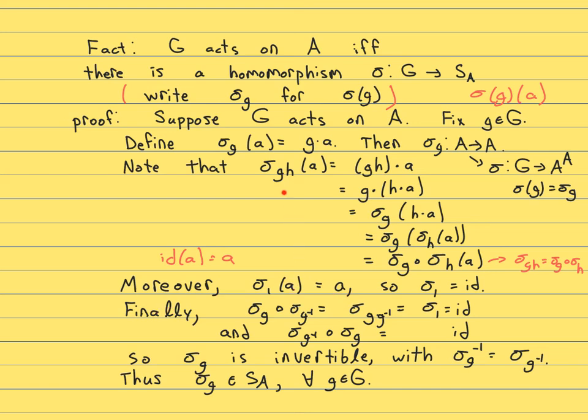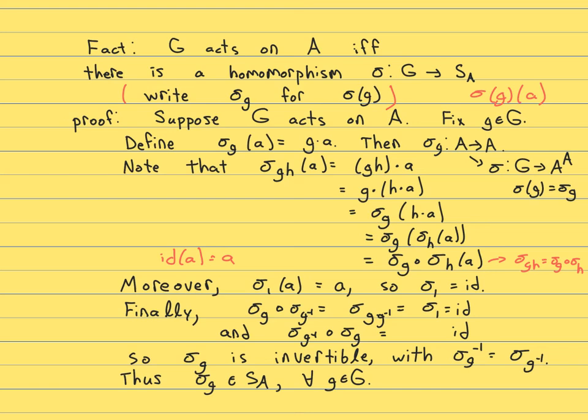Finally, taking these two observations together, if I compose sigma sub G with sigma sub G inverse, I get sigma sub G dot G inverse. G dot G inverse is 1, sigma sub 1 is the identity. And vice versa, similar calculation, sigma G inverse composed with sigma G is the identity. And so what do we see? We see sigma sub G is invertible because the inverse function is sigma sub G inverse.